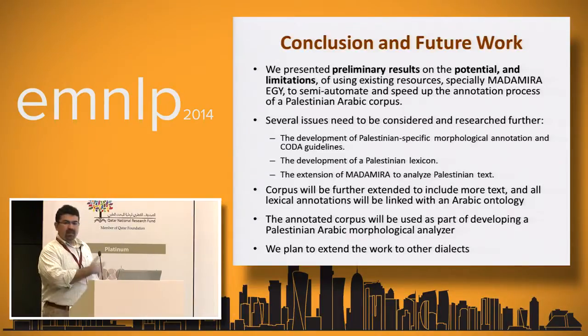Obviously, by annotating the lemma, we're helping develop a lexicon that goes with it. Eventually, we want to take these annotations and use them to adapt Madamira Egyptian so that it can work better for the dialect. So it's kind of a feedback loop.